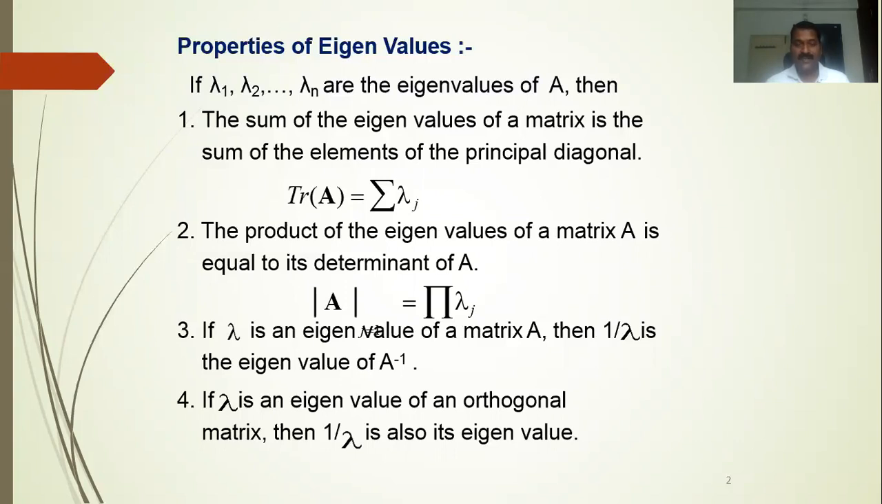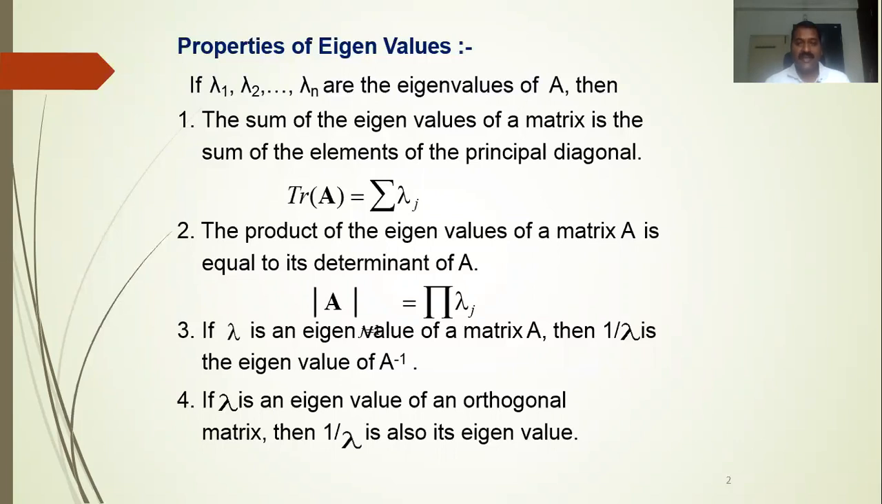Similarly, the product of the eigenvalues, λ1 × λ2 × λ3, is equal to the determinant of A. For example, if λ = 1, 2, 3, what is the product? 6. That should be equal to the determinant of that matrix A.